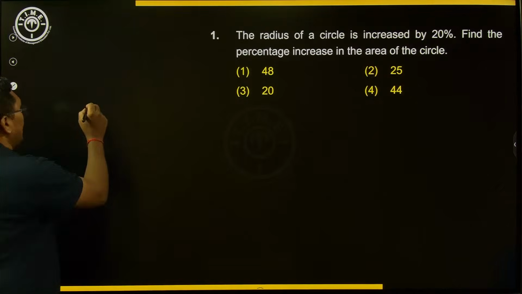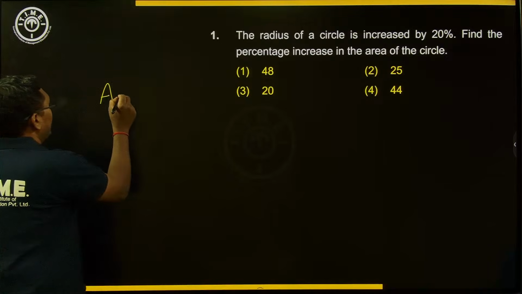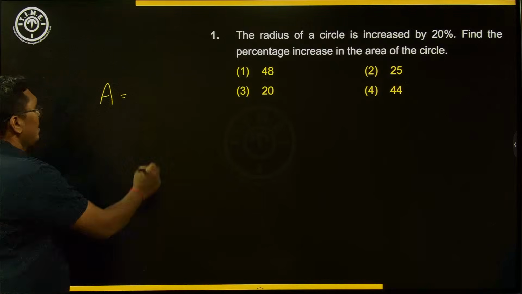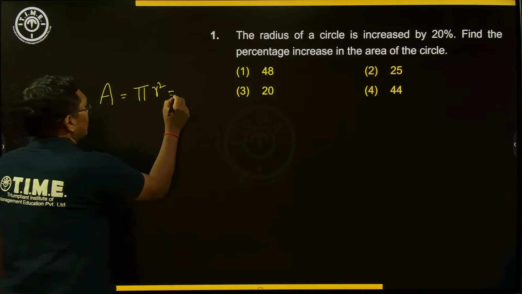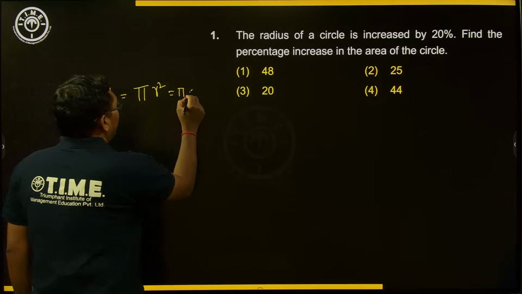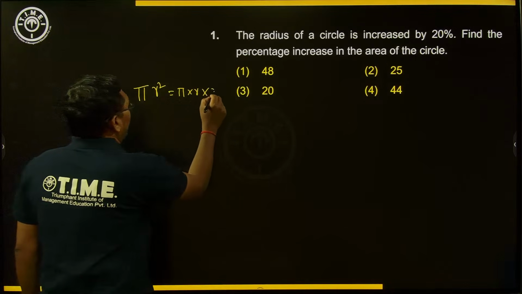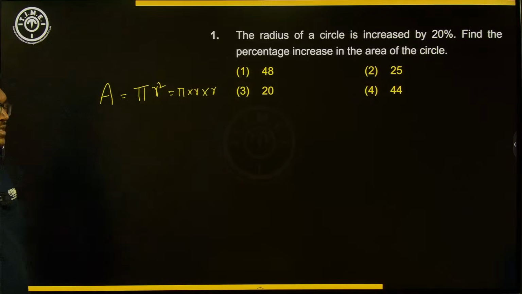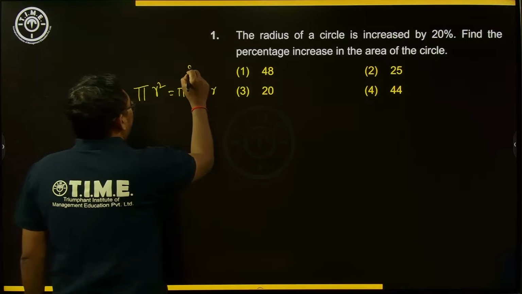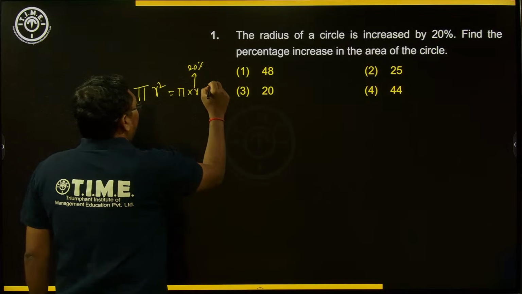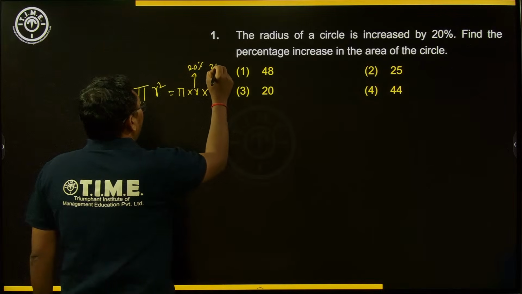So area of the circle. Area of the circle is given by A is equal to pi r square, right? So this can be written as pi into r into r. So this radius is increased by 20%. That means what? So this is increased by 20% and this is also increased by 20%.